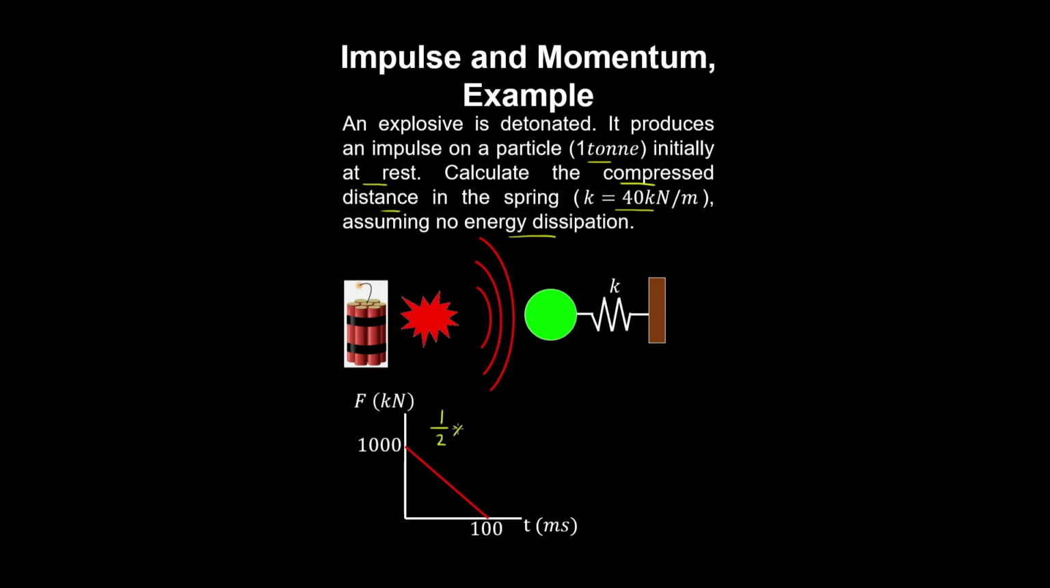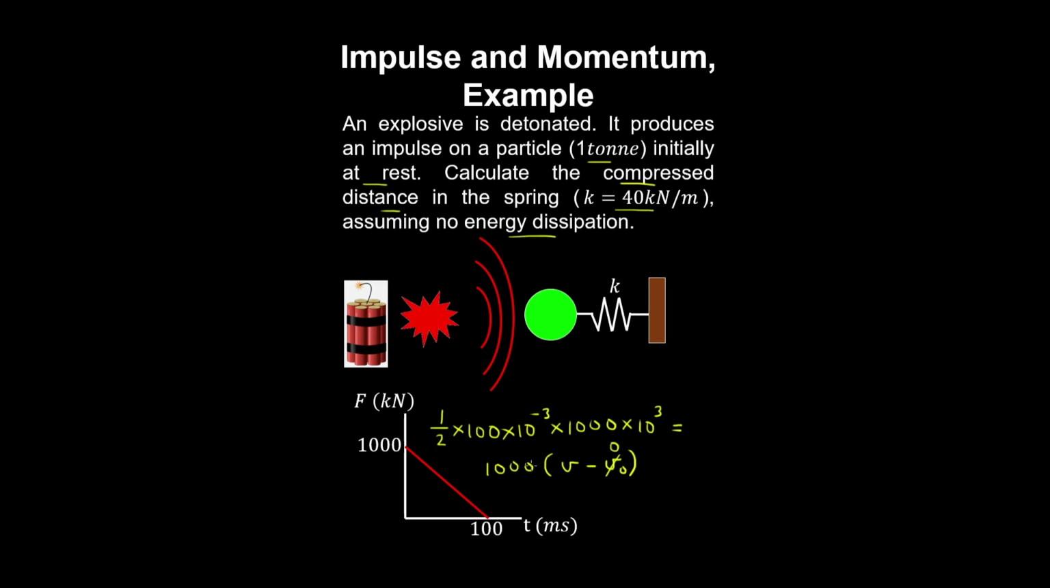So first, using the impulse and momentum theorem, the impulse is the area under the force-time curve, which is half the base of the triangle, converted to seconds, by the height, which is the force, which we convert to newtons. And this impulse is equal to the change in momentum of the particle, which has a mass of 1 ton, by the change in velocity. So because it's at rest, v0 is 0.